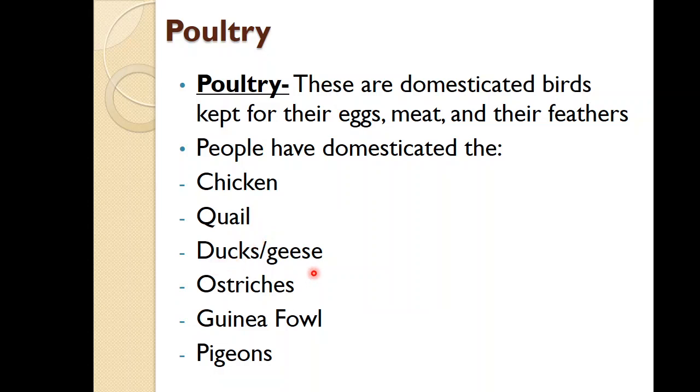Few houses in the villages also have ducks, geese, and ostriches on commercial farming, like starting from central Namibia going south, and also the guinea fowl. Some people also in the villages have the guinea fowls, and also pigeons. We also find pigeons in some houses in the villages.